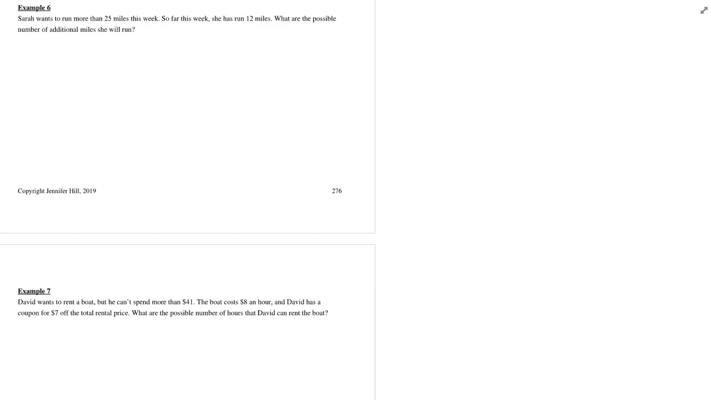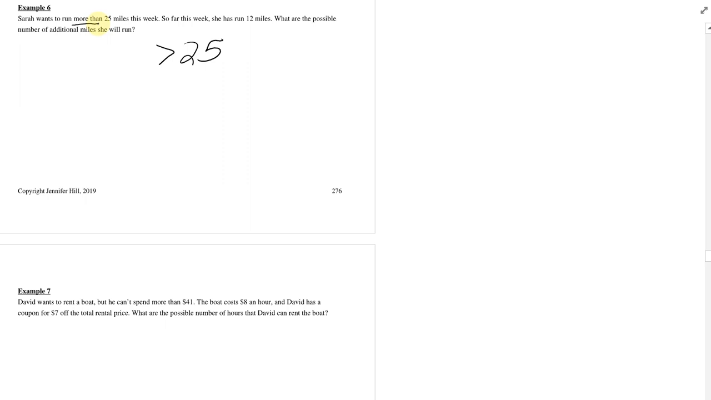Sarah wants to run more than 25 miles this week. So far this week, she has run 12 miles. What are the possible number of additional miles she will run? So if you use that table, you'll see that more than will indicate the idea of greater than. So we want to be greater than 25. That's what this more than here means.